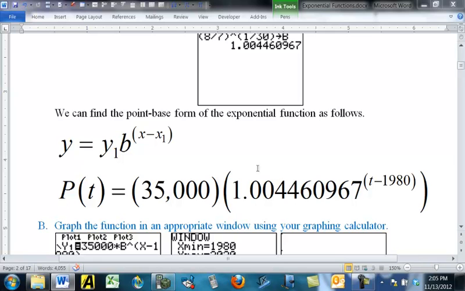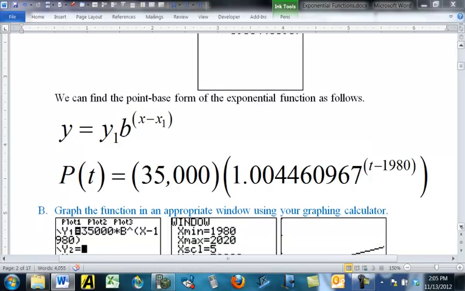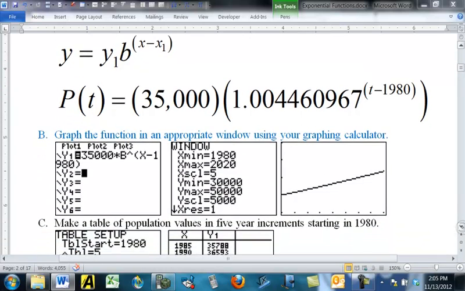Check that out. If you plug in t equals 1980 here, you get a power of 0. So 1 point whatever to the 0 power is 1, times 35,000 is 35,000. So it does go through the point 1980, comma 35,000. And you could check it with the other point as well, which we're actually going to do here in a minute when we check our table.